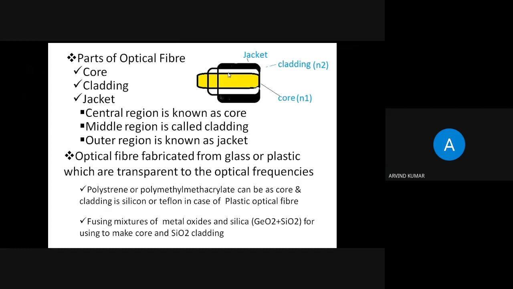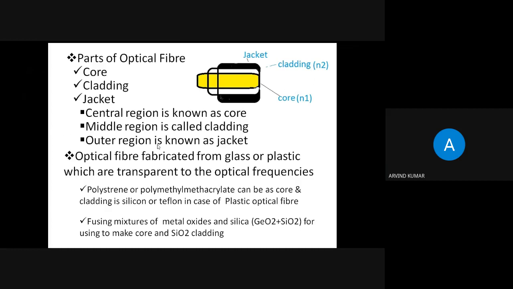If any signal enters into the cladding region, it will not re-enter the core region, or we can say that the signal will be lost. So these are the parts of the fiber, and one more thing we take into consideration is that the refractive index of the core region is n1, and the cladding is of a material which has a slightly different refractive index.